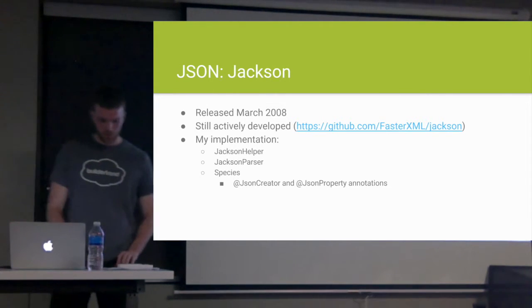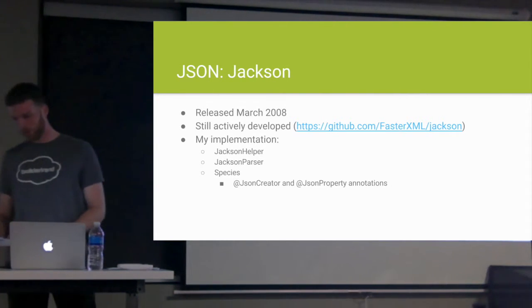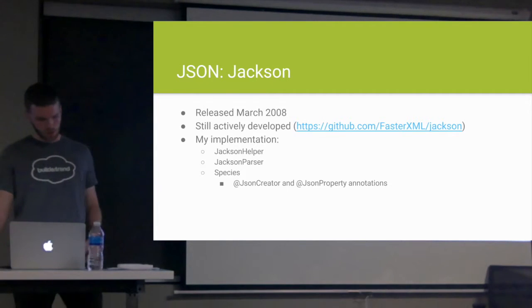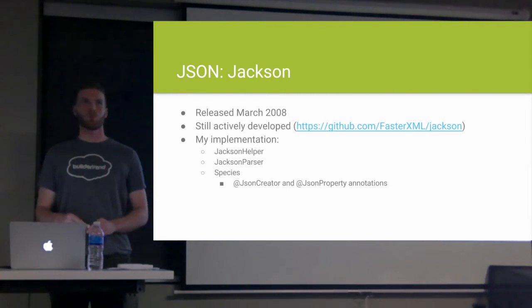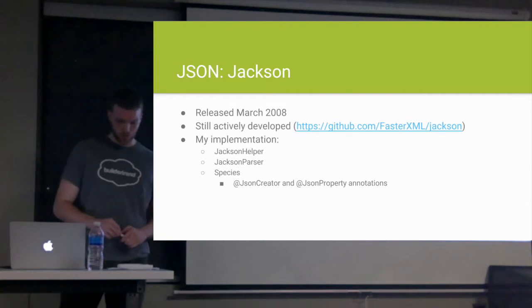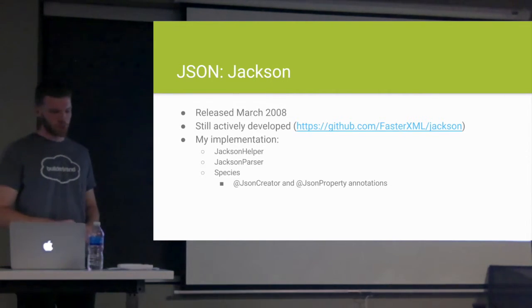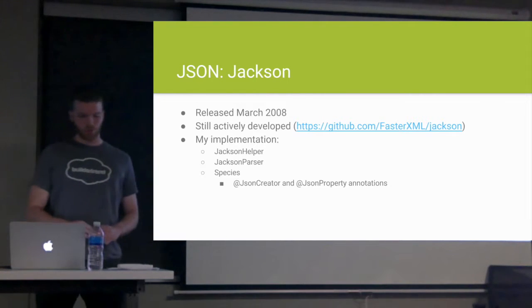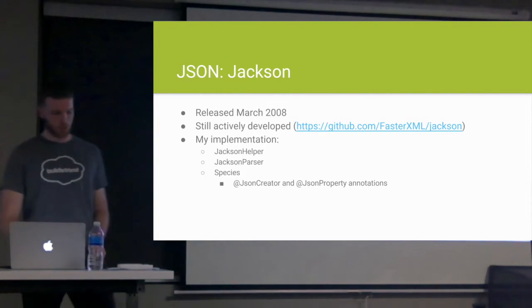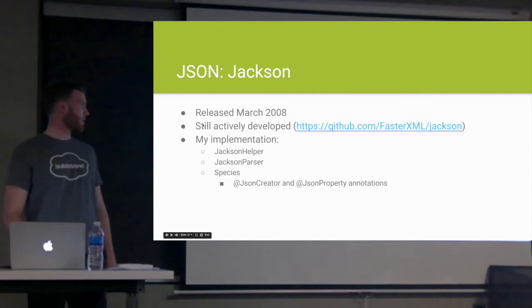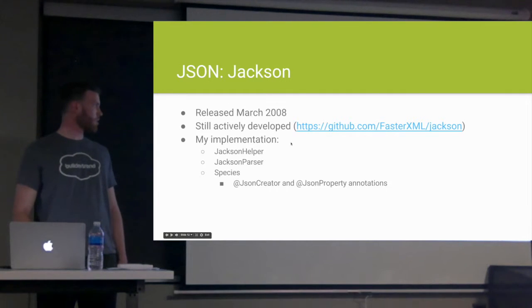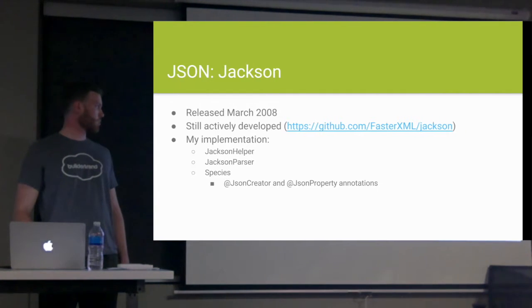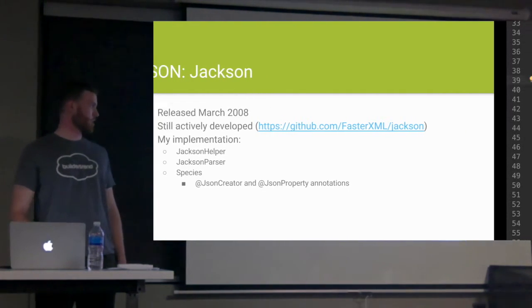Next, I'll talk about Jackson, which is one that I was more familiar with. Does anybody use Jackson in your projects? Cool, a few people. So Jackson is also pretty similar to JSON. It uses the @JsonCreator and @JsonProperty annotations to identify your fields and how to create your objects. So I had to write a Jackson helper, a Jackson parser, and add a couple of annotations to the species class.